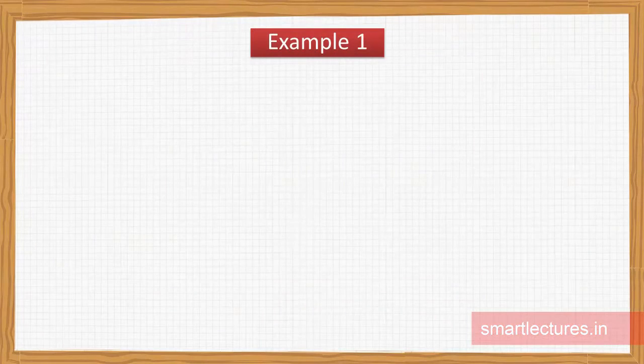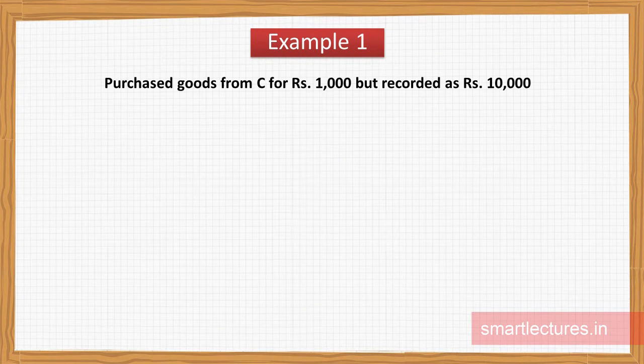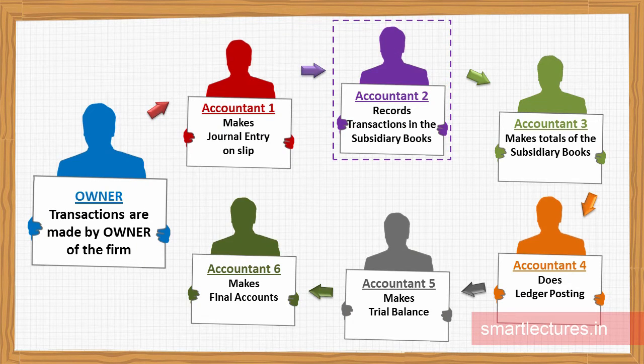Now let's take one more situation. Purchased goods from C for rupees 1000 but recorded as rupees 10,000. It means we were supposed to note it down in the purchase book as rupees 1000, but we have noted down rupees 10,000, means rupees 9,000 extra. So who does the recording? The second accountant does the recording work.